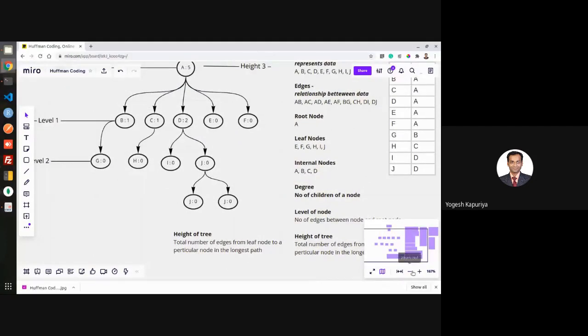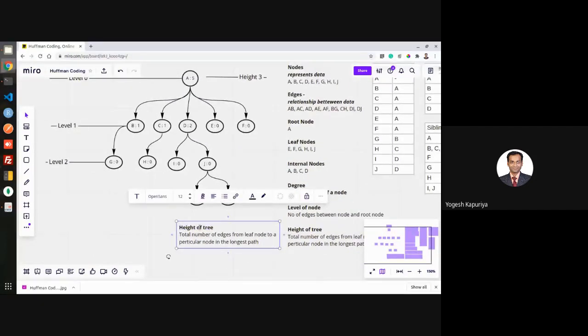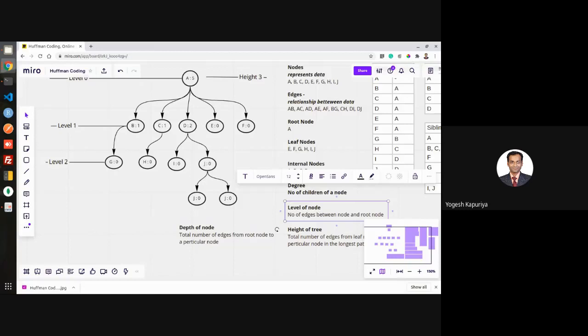So what is depth? Again, depth is of a node. What is it? Total number of edges from leaf node to a particular node. So again, this is same as level. The context is different, otherwise the concept is same, right?